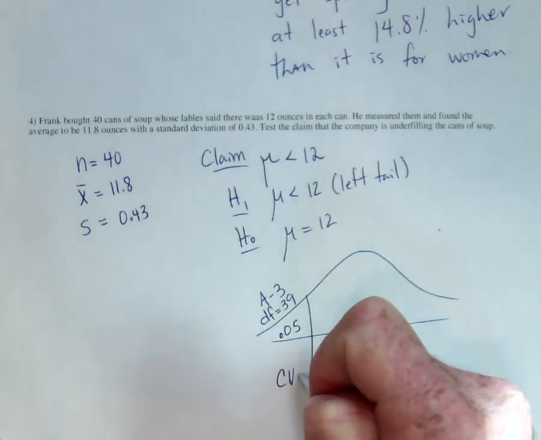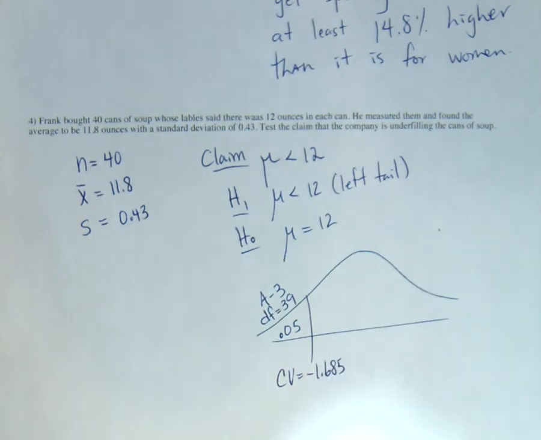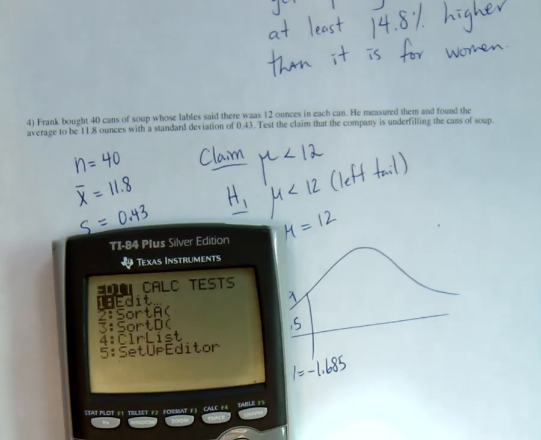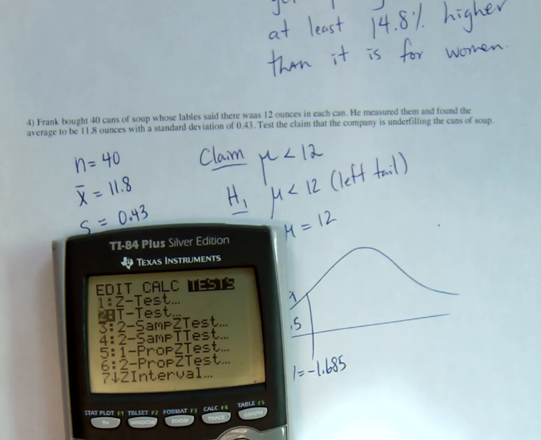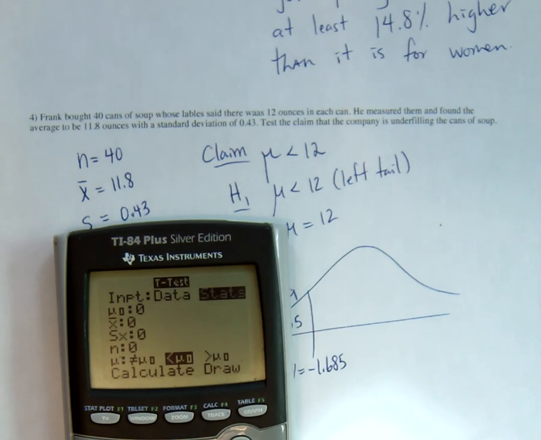1.685. Because it's on the left, it's negative, 1.685. Okay, so now this is going to be a straightforward t-test. That's this one, the second one. And I'll go ahead and type in the statistics.